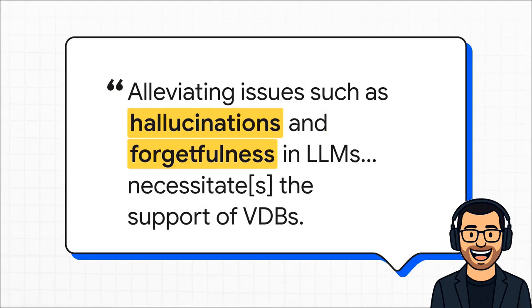So here's the bottom line. Vector databases are helping to ground these powerful language models in reality. By feeding them factual, up-to-the-minute information right when they need it, they help stop the models from hallucinating or just making stuff up. They're becoming an absolutely essential piece of the modern AI stack.